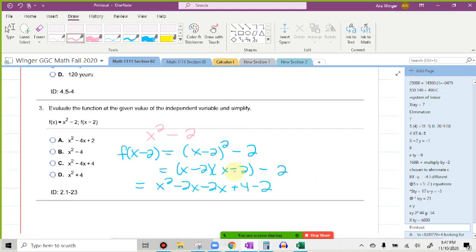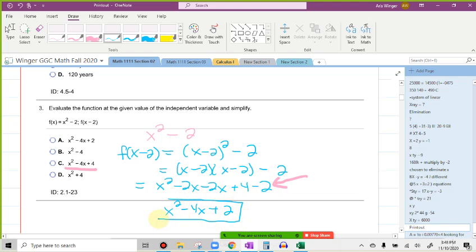Don't forget this negative 2 here, because the answer choice here is the one if you do forget the negative 2. That's how vicious they're being. X squared minus 4x, 4 minus 2, plus 2. The answer is A, not C.